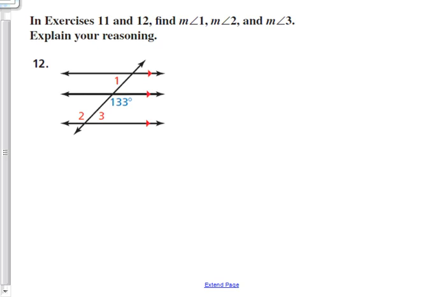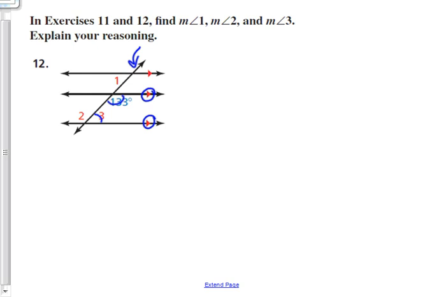I'm going to move on to doing angle 3 first, actually. You could do angle 2 first if you wanted to. I'm going to do angle 3. I know that angle 3 and angle 133, these two angles right here, they lie on the same side of the transversal as each other, this being the transversal. Their lines are parallel, these two lines. So I know that all my theorems are sound here. They lie on the same side of the transversal as each other, and they're both interior angles.